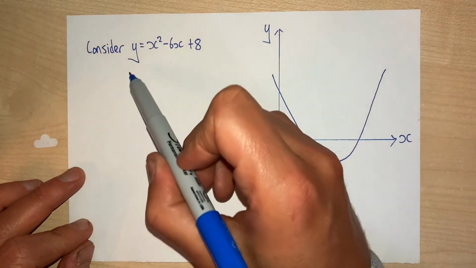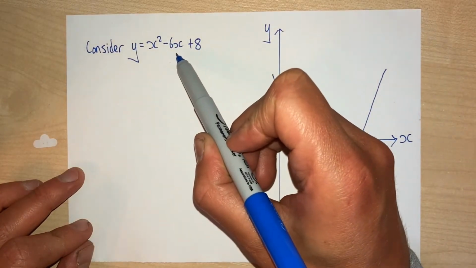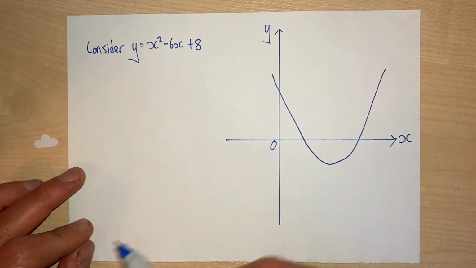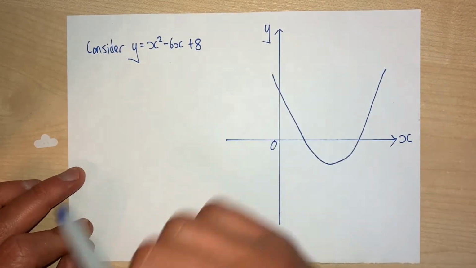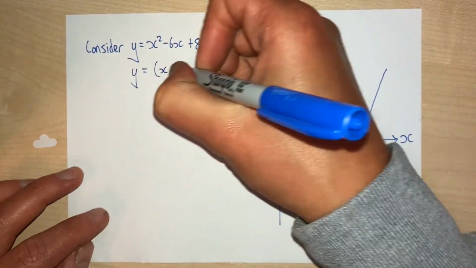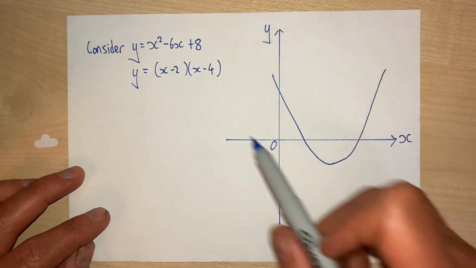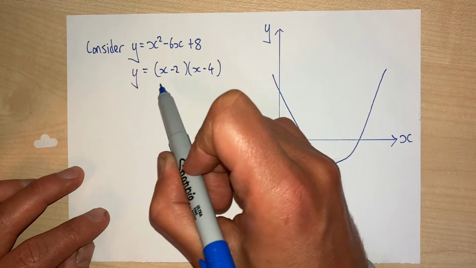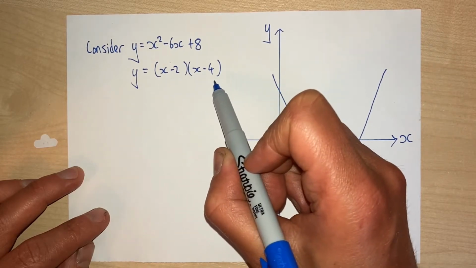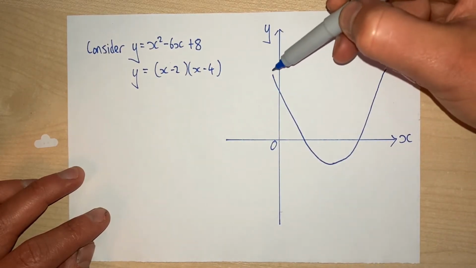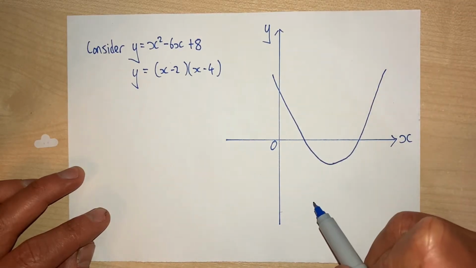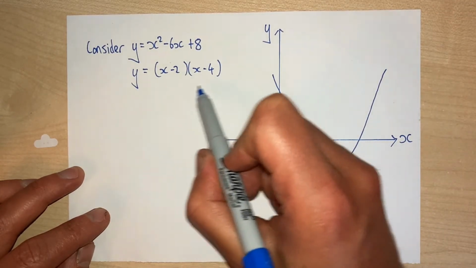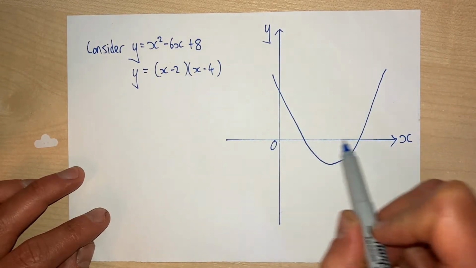Here we have a function y equals x squared minus 6x plus 8. And first of all, I want to factorize this, so I'm going to write this in factor form. When we express the function in this way, we can determine the points at which the graph crosses the x-axis by solving this equation for when y equals 0.